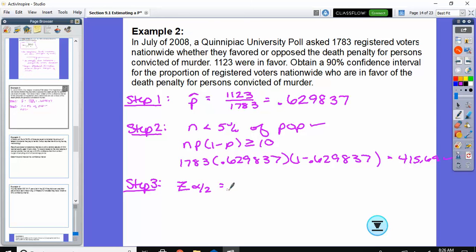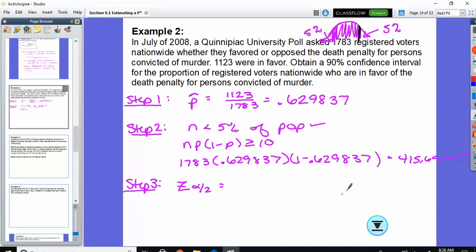Next, we need to find this Z alpha over 2. When I say a 90% confidence interval, what that means is I need 90% of my values to fall in the middle. So how much is left for each end then? 5%, right? There's 10% left over. If you split it up in the two ends, each of these is 5%. So we usually always just go with this upper number. We're trying to find the Z that matches that.